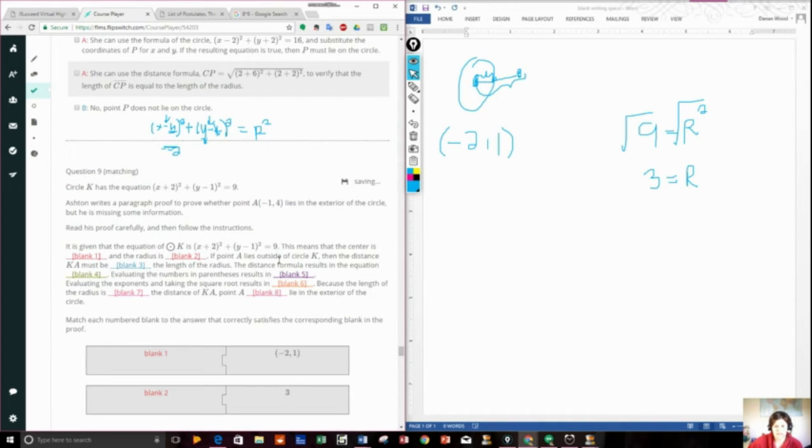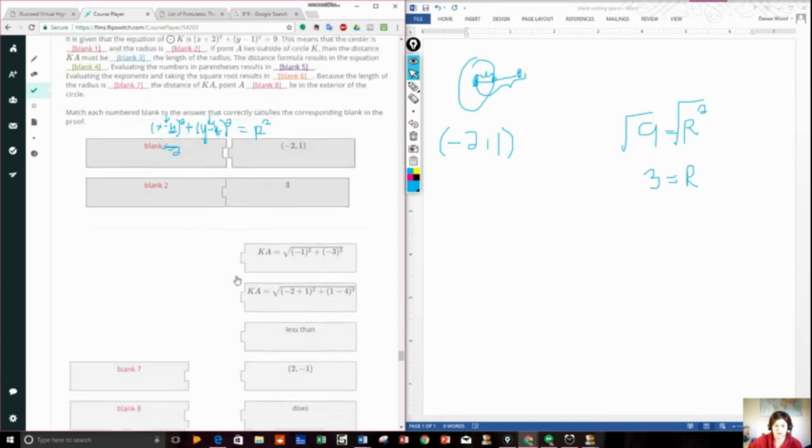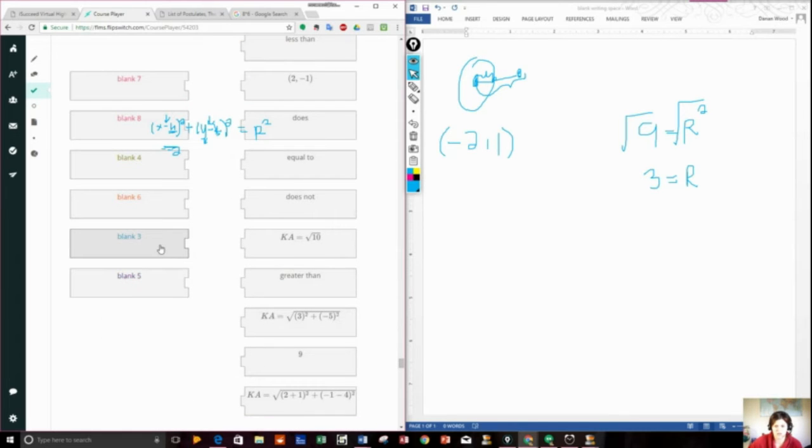If point A lies outside of circle K, then the distance KA must be blank the length of the radius. It has to be greater than. So blank 3 is greater than.